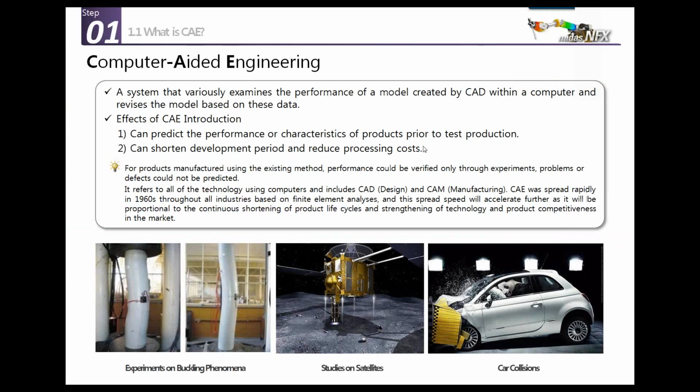Okay, so first of all, computer-aided engineering, so this is CAE. CAE is any way that you can use to evaluate the performance of a model which is created by CAD within a computer and revise the model based on simulation data. The introduction of CAE in the market has had a lot of effects because it helps to predict the performance characteristics of products prior to test production, and it also helps to shorten the development period and reduce the processing costs.